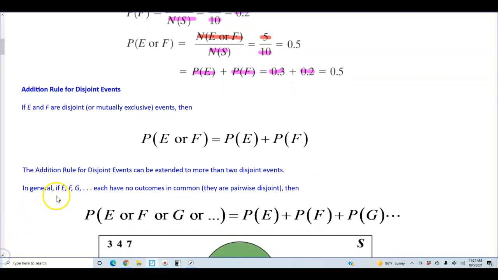Okay, so let's say we had 3 events, E, F, and G. Each have no outcomes in common, and they are pairwise disjoint. Then we would say that the probability of event E or F or G, or whatever other events we would add to this, would equal the probability of event E plus the probability of event F plus the probability of event G, and so on.